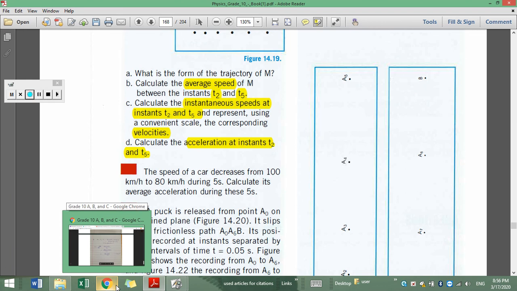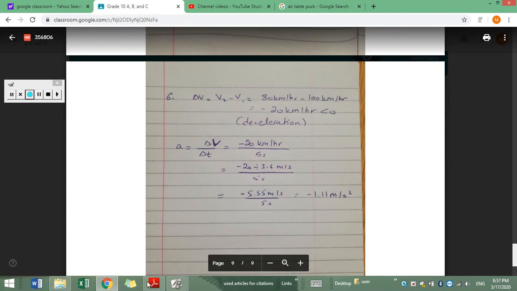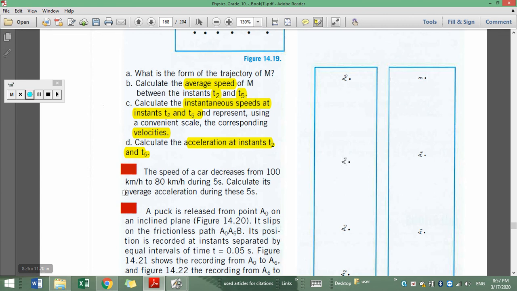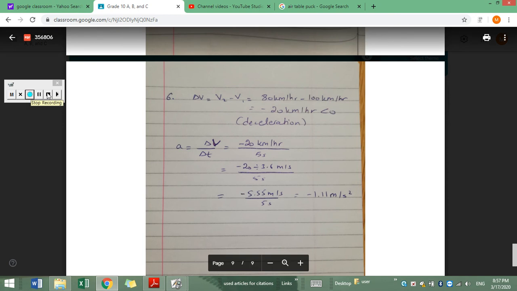In order to show that the motion is decelerated, the acceleration must be negative. That's why I said a is delta v over delta t. We are talking about average acceleration, the difference in the average speed over the difference in time. So 80 km, the later one minus the first one, is minus 20 km per hour, which is less than zero, negative. So this is decelerated motion. Over the total time, the acceleration comes out to minus 1.11 meter per second squared. We call it acceleration, but when we talk about motion, it's decelerated motion. Why? Because the acceleration is negative. And that's it. We have one more video, God willing, and we'll be done.